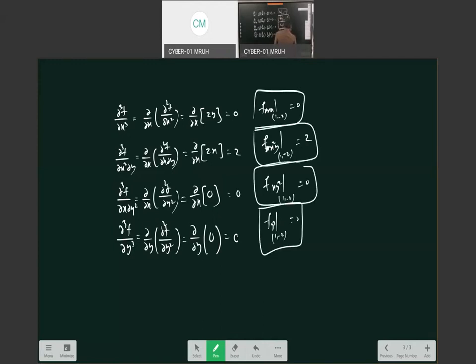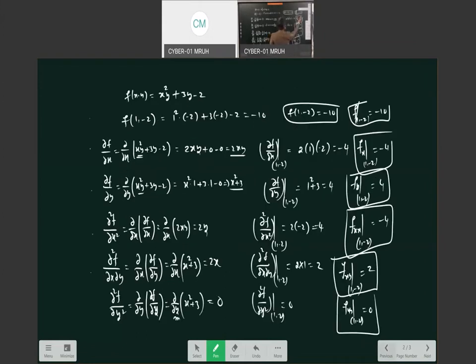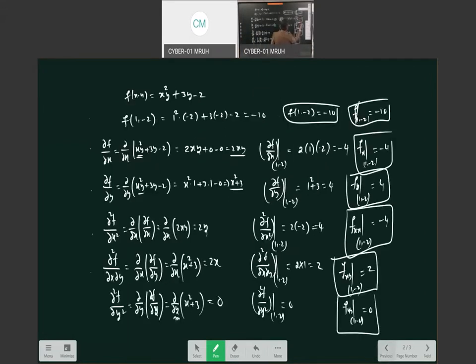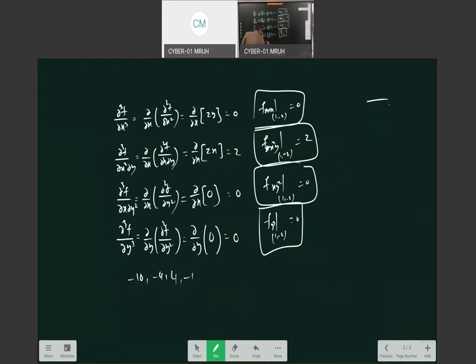So what I'm doing now, let me highlight these values. Minus 10, minus 4, 4, minus 10, minus 4, 4. Let me check it. Minus 10, minus 4, 4, minus 4, 2, 0, minus 4, 2, 0, followed by 0, 2, 0, 0, and that it continues. If it is also fourth degree, then the next 5 values will get it.